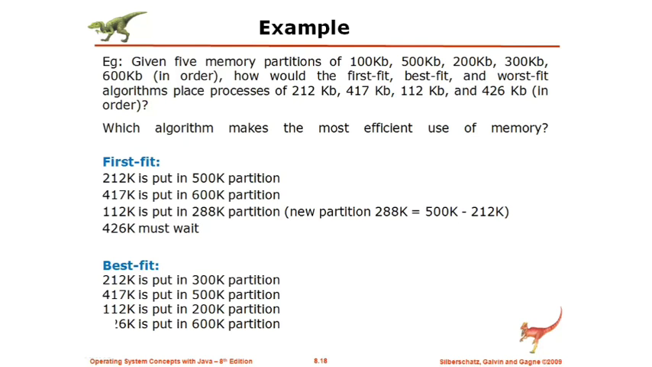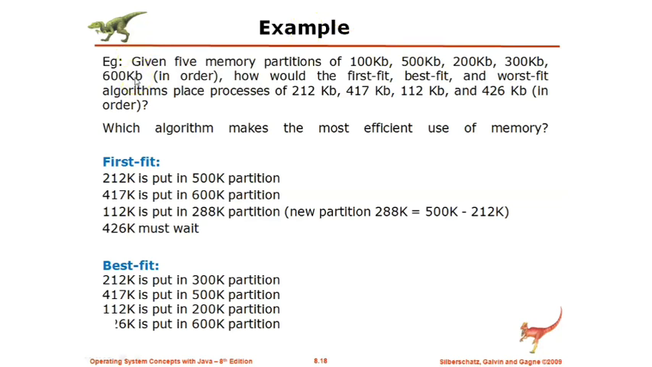The next process is 417. Again it will scan the partitions. The first one is 100K, not sufficient. The second one is 500K, it is sufficient. The third one is 200K, not sufficient. The fourth one is 300K, not sufficient. And the last one is 600K. For this 417 we have two partitions which can satisfy the request, 500 KB and 600 KB. But out of these, which is the smallest?